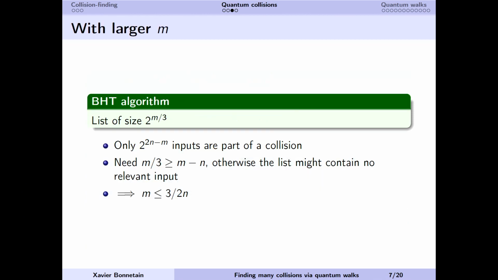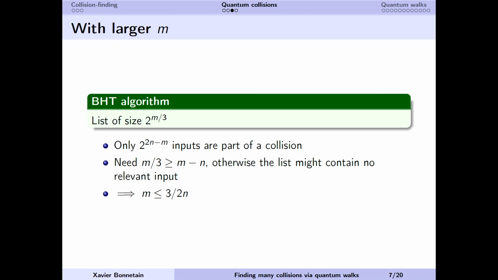If the output is larger, say you want to find one collision, you can still try to apply the BHT algorithm with a larger list, say of size 2^(m/3), which is what the lower bound will give you. However, there is an issue with larger output, which is that you can't expect that all inputs will be part of a collision. Only a small fraction of all the inputs are part of a collision.